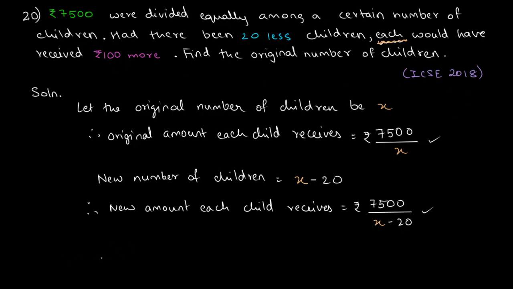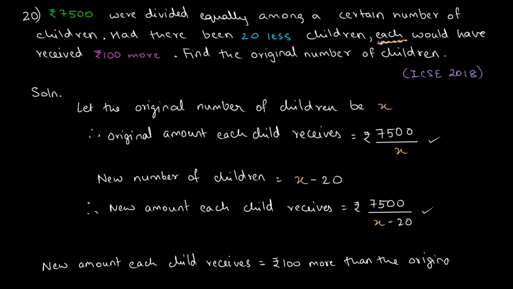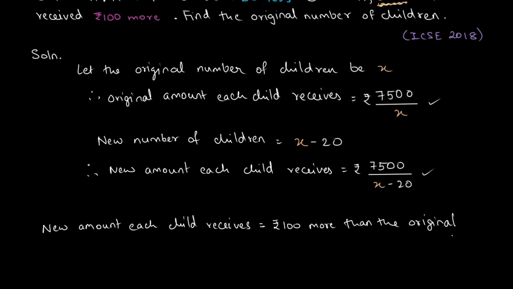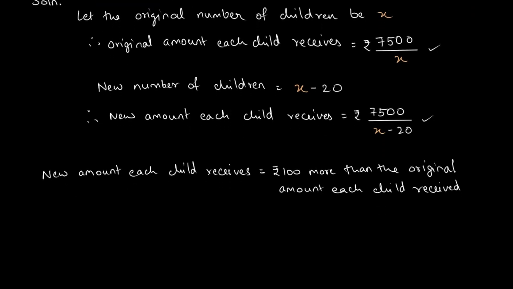So if I had to write that down as a statement, what they mean by that is that the new amount each child receives is equal to rupees 100 more than the original amount each child received. We told you in the question it's rupees 100 more. Okay, so that is the thing in words.